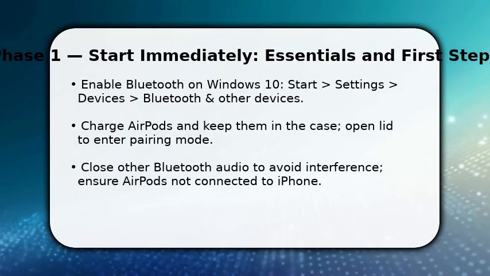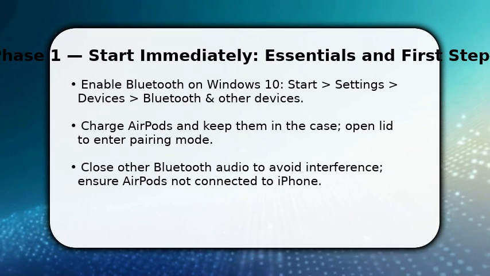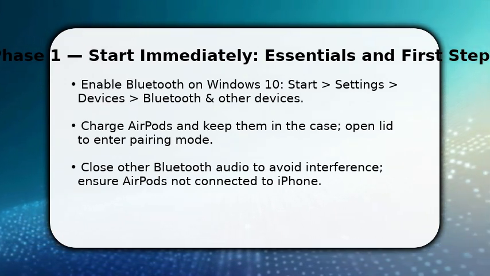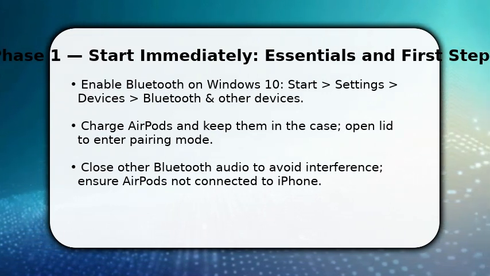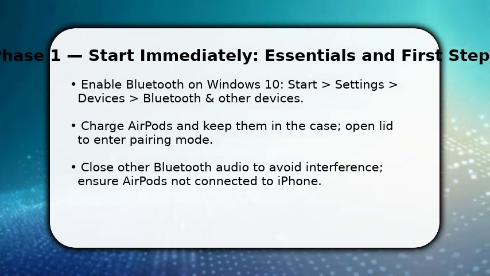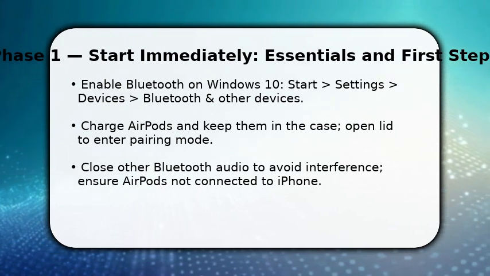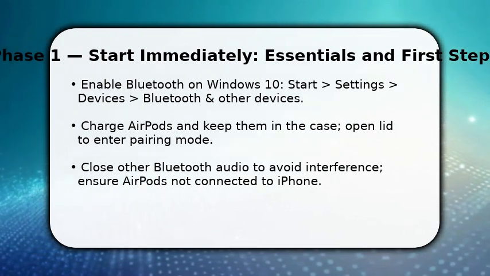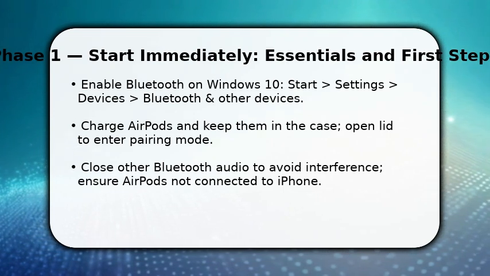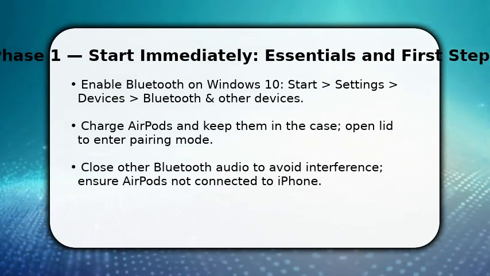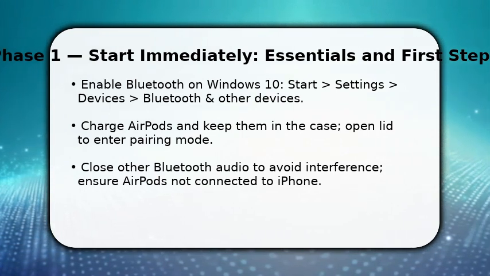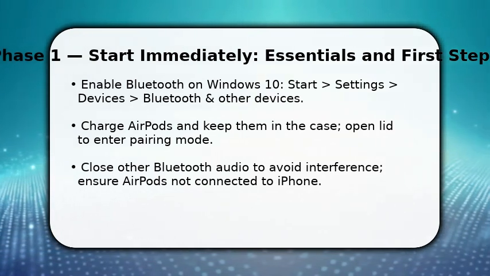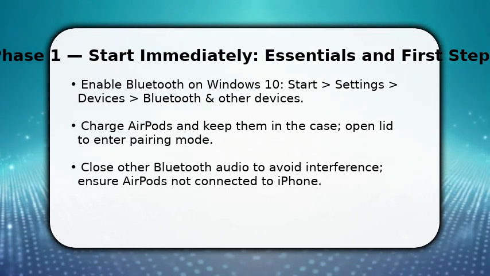You start by getting both devices ready. This saves time. On Windows, open Settings, then Devices, and switch Bluetooth on so the system can search. Make sure your Airpods are charged in the case and the lid is open to enter pairing mode. This forces discoverability. Close or forget other Bluetooth audio sources to prevent automatic reconnection because Windows will pick the first available device. Once done, move quickly to add a device so the Airpods appear in the list.